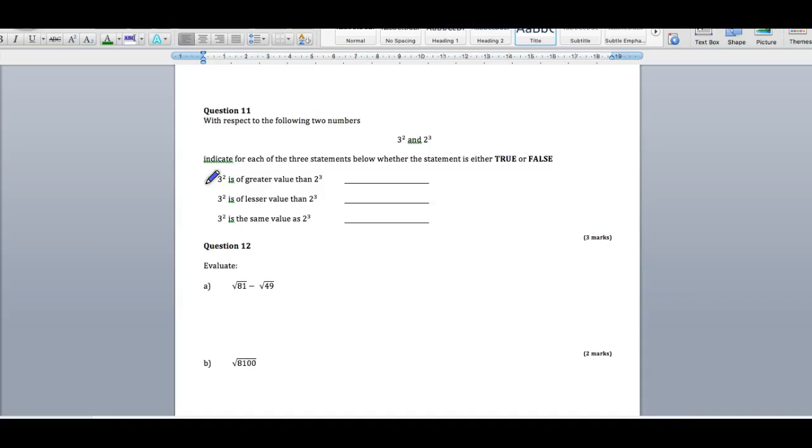Indicate for each of the 3 statements below whether the statement is either true or false. Now, just looking at them, it doesn't matter what the number is. We have greater, lesser, and same. So obviously only one can be true. The number of tests I saw where someone wrote that 2 were true, it's just not possible.